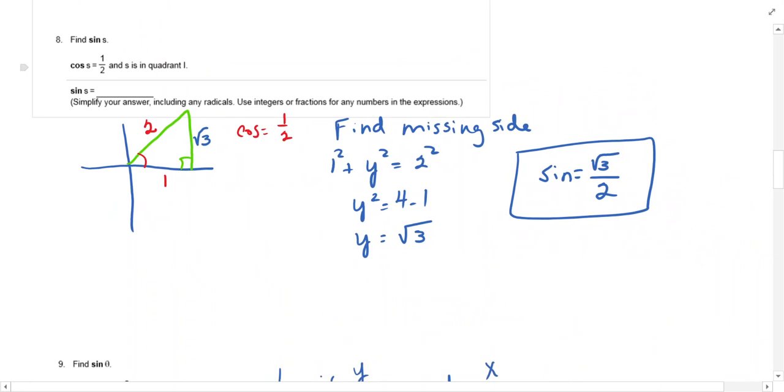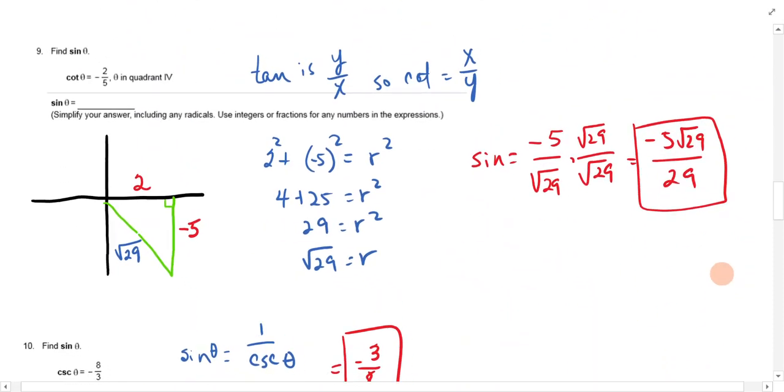Cosine s is equal to 1/2, and s is in quadrant 1. So we can use triangles to do this as well. I drew a triangle in quadrant 1, and here is s, the angle. Cosine is adjacent over hypotenuse, so 1 over 2. We had to find the missing side: 1 squared plus y squared equals 2 squared, so y squared equals 4 minus 1, and y is the square root of 3. Once you know that, you're asked to find sine, which is opposite over hypotenuse. So square root of 3 over 2.